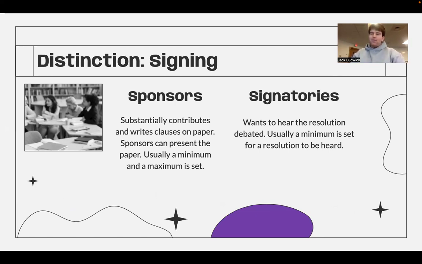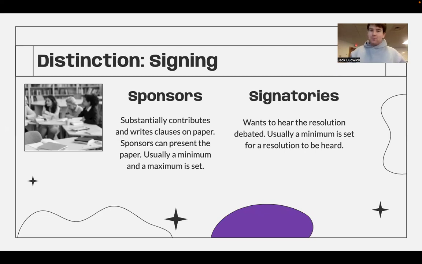At the beginning of committee sessions, the chairs will set a minimum and maximum for sponsors and signatories. Usually it'll be somewhere between 4 and 10. If you're in a larger committee like a GA or ECOSOC, it'll probably be closer to 10. If you're in a smaller committee like an RB, it might be closer to 4. And then signatories, there's going to be a minimum set, but there is no maximum.